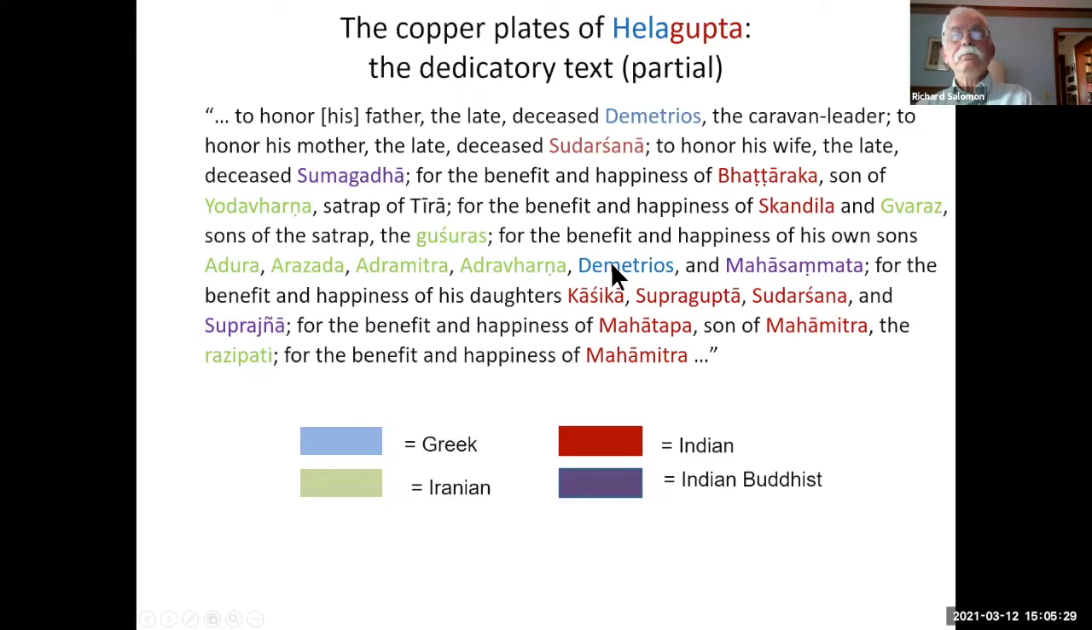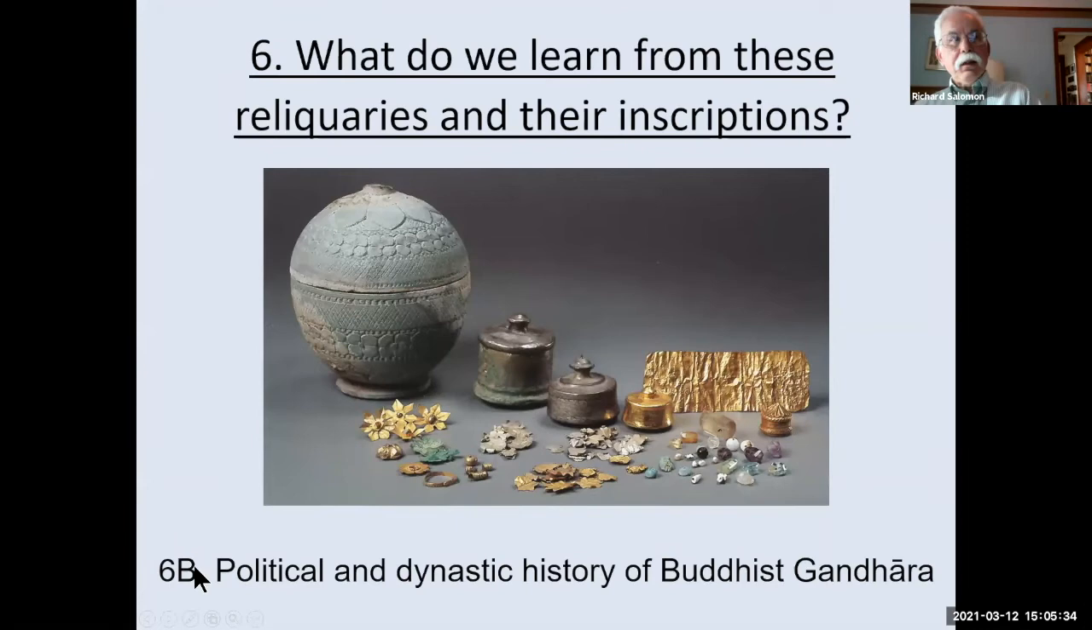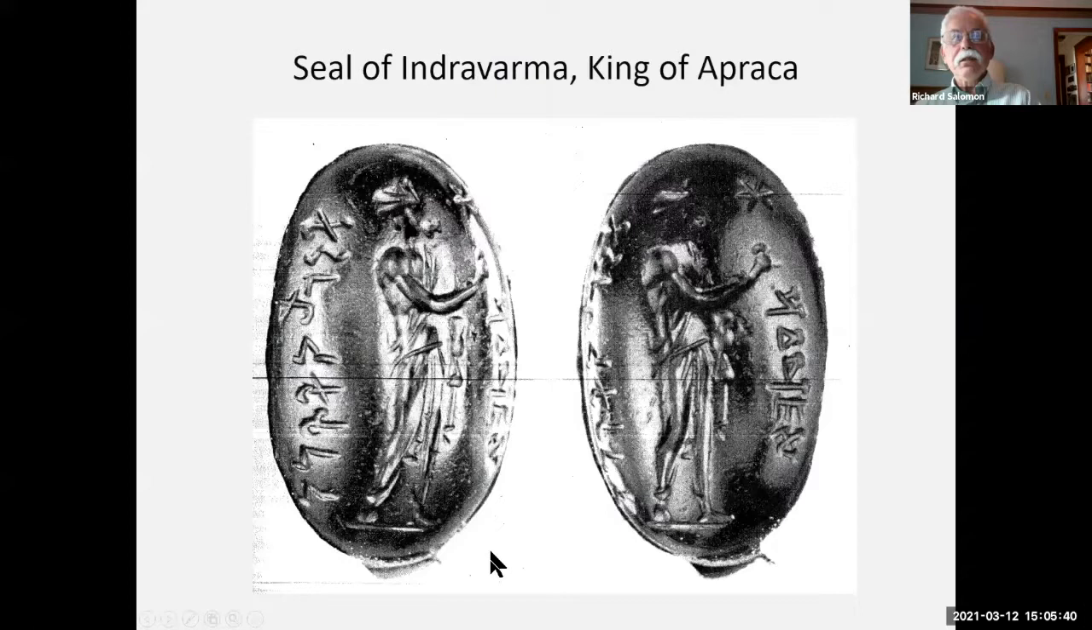So coming down near the end, second topic under number six, 6B, political and dynastic history. I've shown several reliquaries associated with the kings of the Apracha dynasty, who ruled in Bajaur. And this is the seal of Indravarma. The donor of that big silver reliquary was also Indravarma. We're not quite sure whether it's the same Indravarma or a second one. We'll go into those details. Doesn't matter.